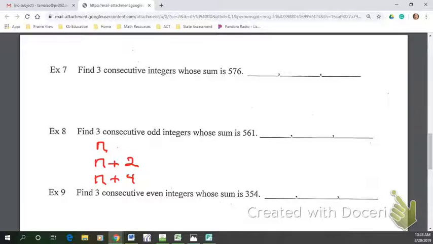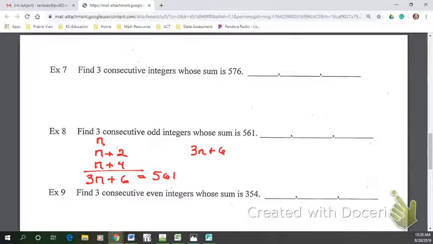Okay, how about the third number? N plus 4. And what are those supposed to add up to? 561, sorry. They're supposed to add up to 561. So when I add these up, that would be 3n plus 6. Do you agree? Using a little different notation this time just to give you options. So I'm adding these up. That's the first one, the second one, and the last one. 3n plus 6 is supposed to be 561. And then I simply solve that. 3n plus 6 equals 561.